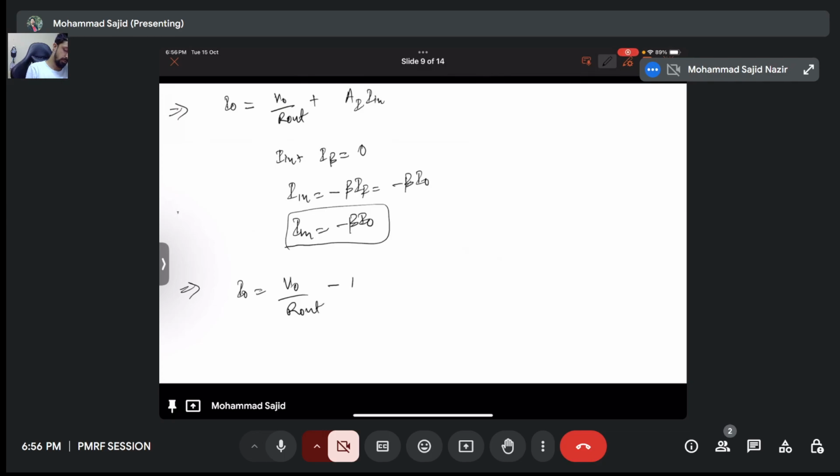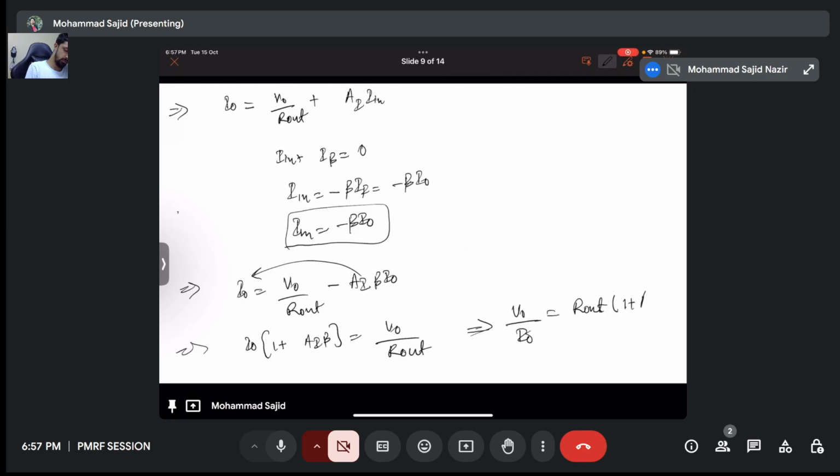So my I naught plus, sorry, that minus this beta, then we move it on the left hand side, and then 1 plus A I times beta is equal to V naught over I naught. So this implies V naught by I naught is R out times 1 plus A I beta.